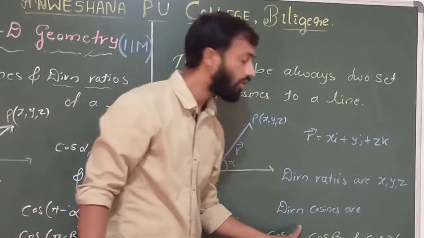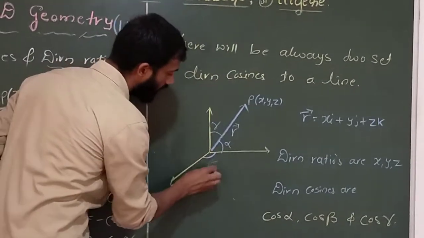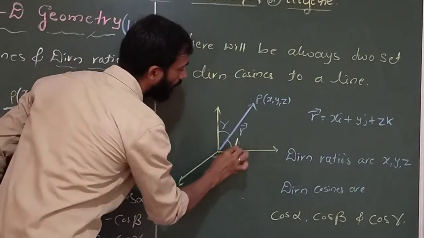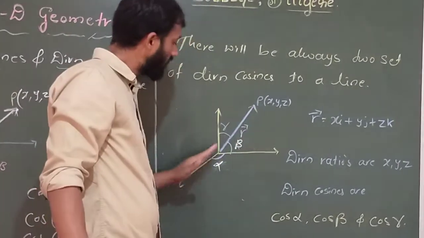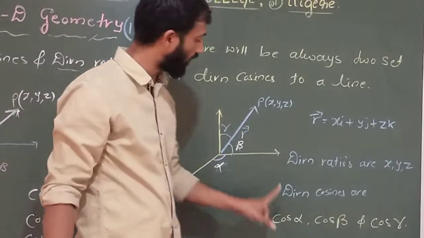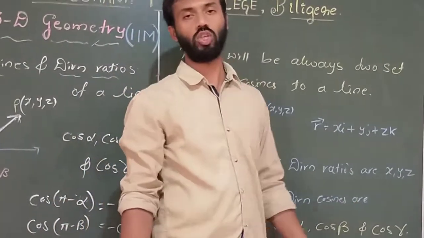Then here cos alpha, cos beta and cos gamma. These are the angles, this is alpha and this is beta, made by that vector OP with the x, y and z axes. So we call them the direction cosines. I mean cos alpha, cos beta and cos gamma are called the direction cosines.